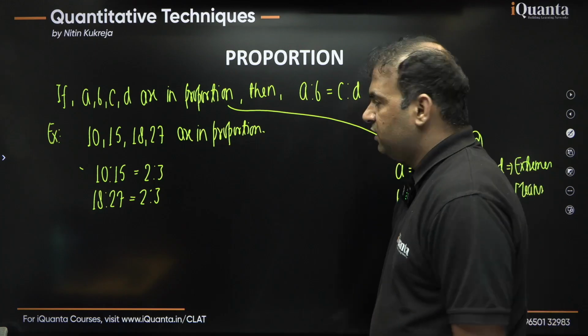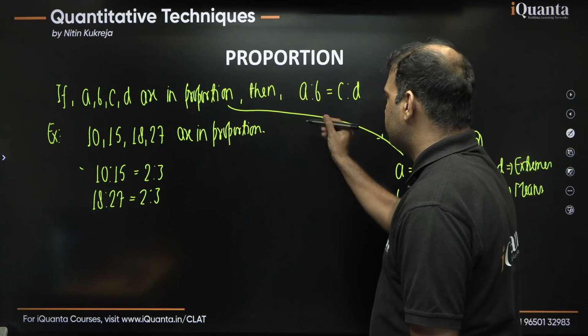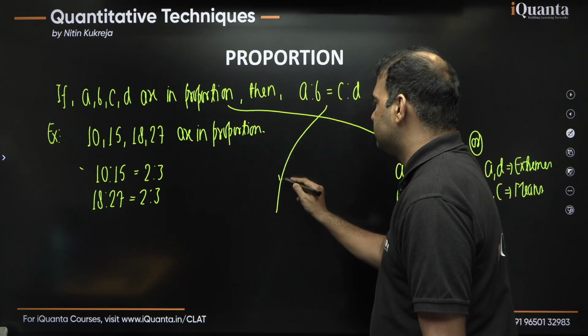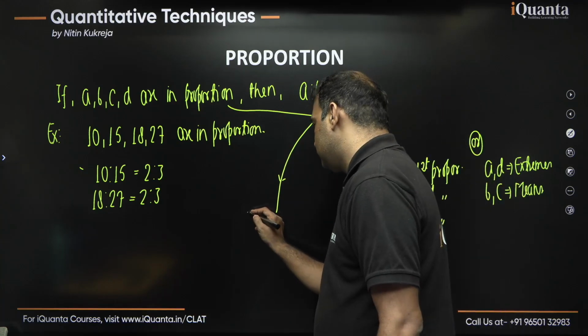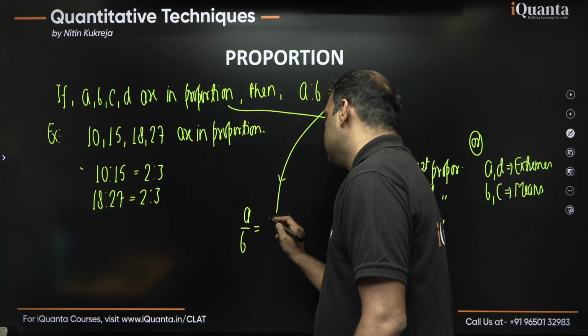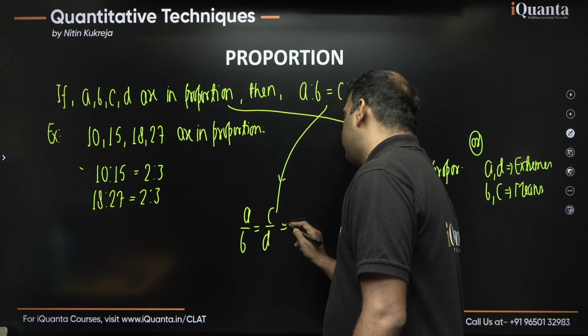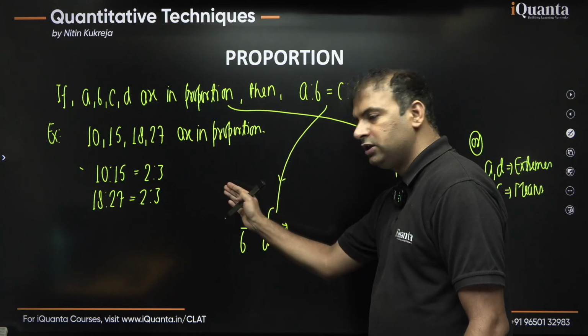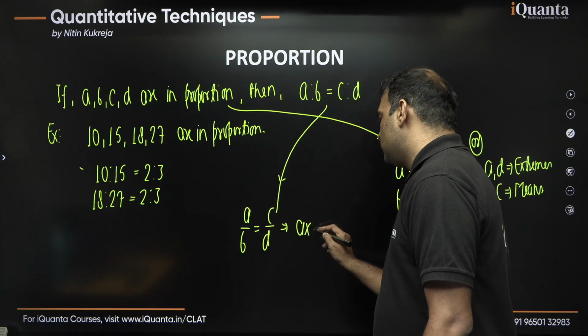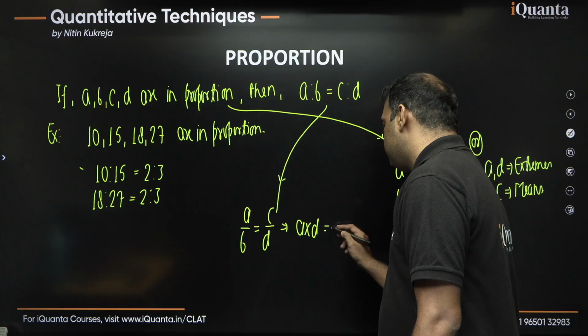Now, one more thing. Remember we wrote that A, B, C, D are in proportion, then A is to B is equal to C is to D. If we write this mathematically, we have A upon B is equal to C upon D, right? Now, if we do the cross multiplication, taking D here, it will be A into D. Taking B over here, it will be B into C.